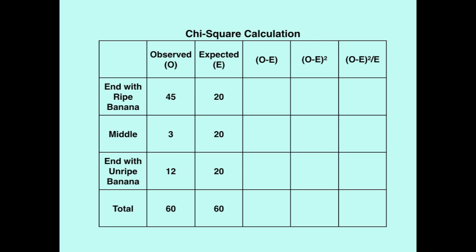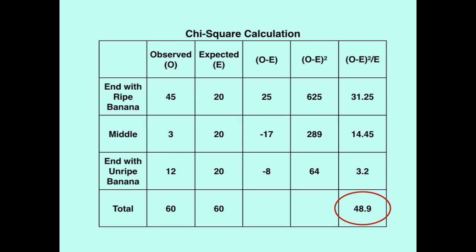Because there are 60 flies total and our null hypothesis states that the ripeness of banana has no effect on the location of the flies, we can expect that an equal distribution of 20 flies will be present in each section of the chamber. Now, taking your expected value and subtracting it from your observed value, you will get 25, -17, and -8. Then squaring that, you'll get 625, 289, and 64. Then you're going to divide that by your expected value to get 31.25, 14.45, and 3.2. Then take the sum of these numbers to get your chi-squared value. In our case, it's 48.9.